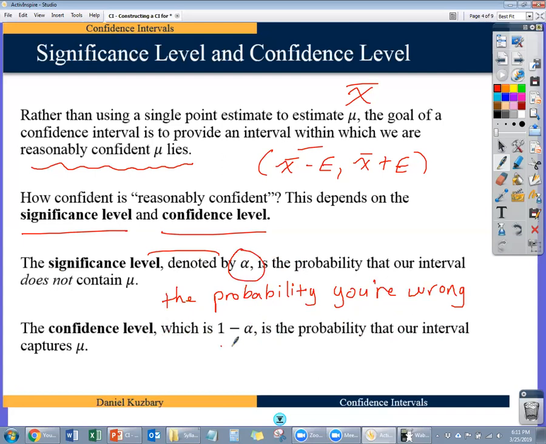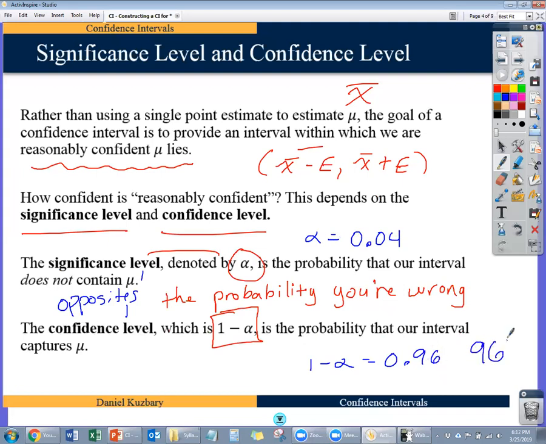The confidence level, which is 1 minus alpha, is the probability that our interval captures mu. So notice that if alpha is a probability, 1 minus alpha is the opposite of that probability. So the confidence level and the significance level are opposites of each other. Meaning that, for instance, if my significance level is alpha equals 0.04, then my confidence level is the opposite of that, which is 0.96. We could call this 96% confidence.